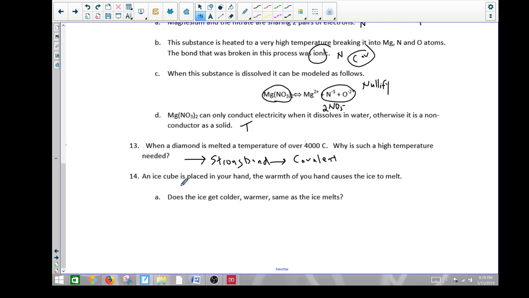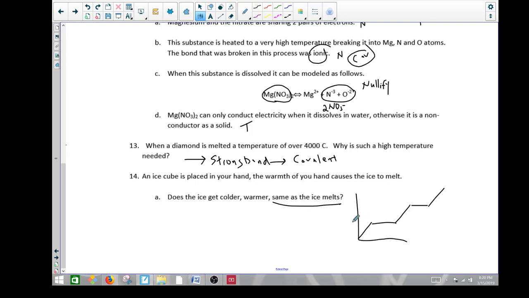An ice cube is placed in your hand. The warmth of your hand causes it to melt. Does the ice get colder, warmer, or stay the same as the ice melts? The answer is it stays the same. Not quite sure what this has to do with bonding, but it's more of an energy question and a states of matter question. So we're going on our heating curve here.